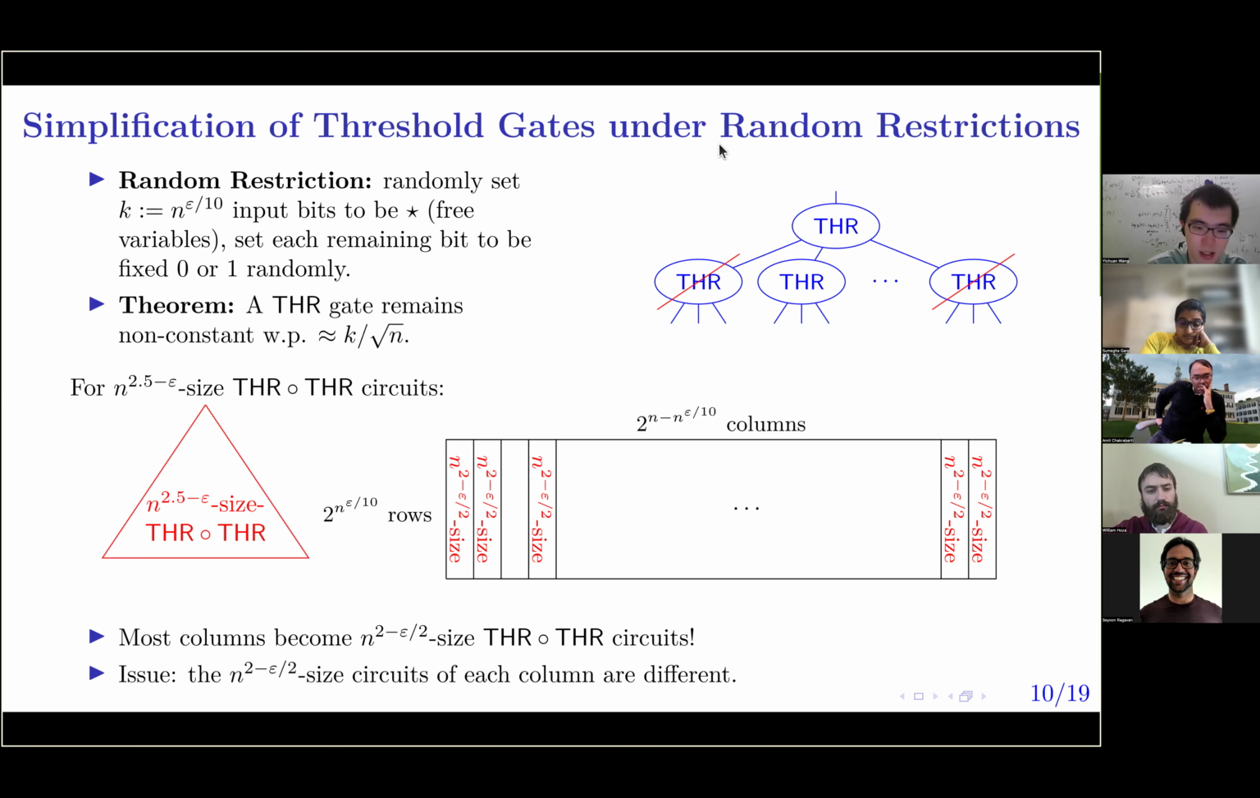But here the problem is that in this n to the 2.5 setting, the n squared size circuit we get on each column, there are different circuits. But the previous algorithm only guarantees that if they are the same n squared size circuit, then I can compute everything together with some non-trivial algorithm. But here the circuits in each column are different ones, so you cannot just directly call the previous algorithm. So we need some other ideas to resolve this issue.